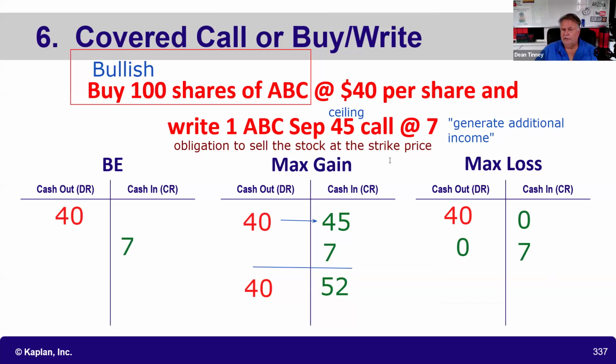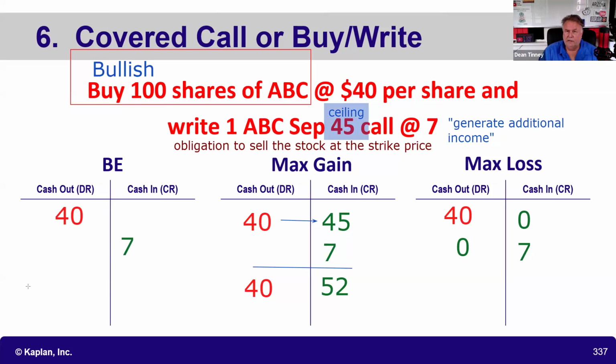As I told you, the trick here is if I tell you in test phraseology, you buy 100 shares of ABC at 40, and you write an ABC September 45 call at 7. And then I tell you that at expiration, ABC is 52, you've got to recognize that doesn't matter. It doesn't matter if I tell you 46, 52, 80, 90, it does not matter because you're never going to sell that stock for more than 45. That's the key in terms of where people get hung up.